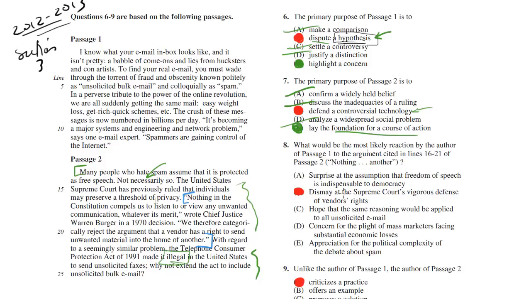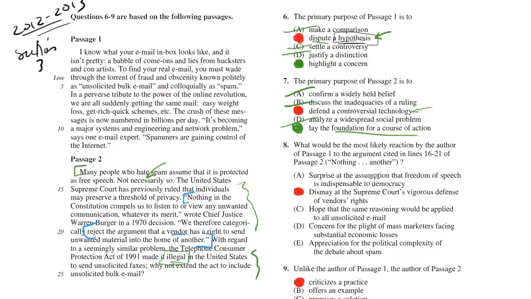So you put B, dismay at the Supreme Court's rigorous defense of vendors' rights. Again, I think kind of like with number 7, you read this paragraph as defending spam, and that's not at all what's happening. In fact, the Supreme Court decision would reject this idea that spam would be legal in some ways. So actually, the Supreme Court is not defending spam whatsoever. They are actually, notice here, rejecting an argument made by a vendor. So they're certainly not defending the vendor's rights. So it's not going to be B.